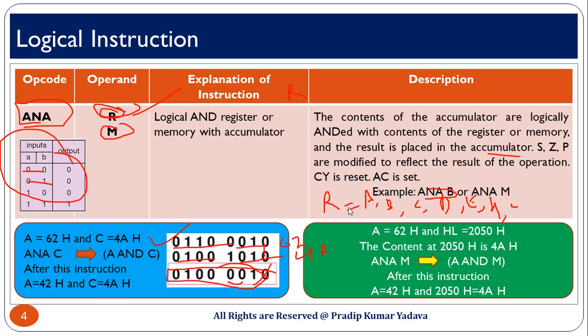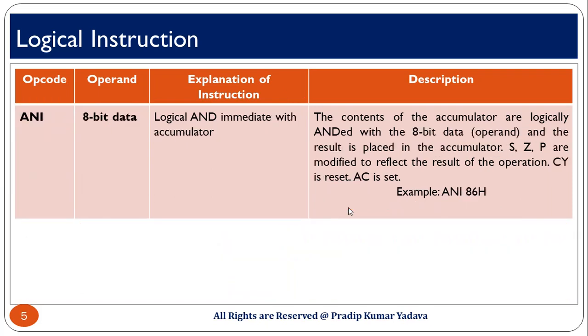Now, talking about ANI 8-bit data, the standard format of this is ANI 86, which means the given content will perform AND operation with the accumulator. The content of the accumulator is logically ANDed with the 8-bit data, and the result is placed in the accumulator. So, you can take an example here.